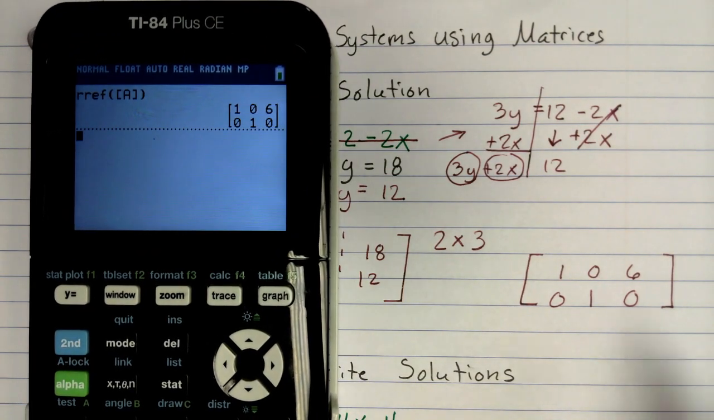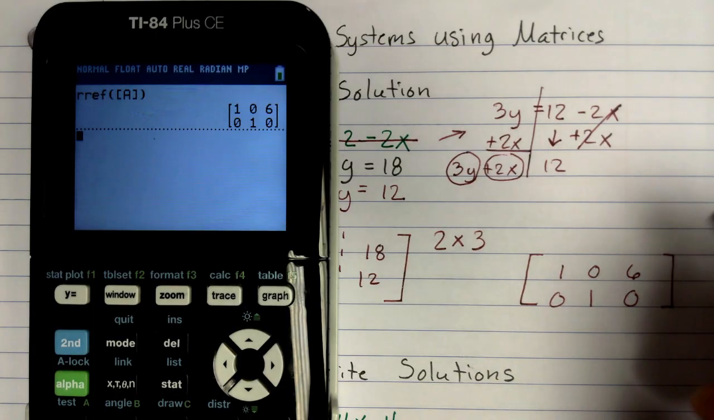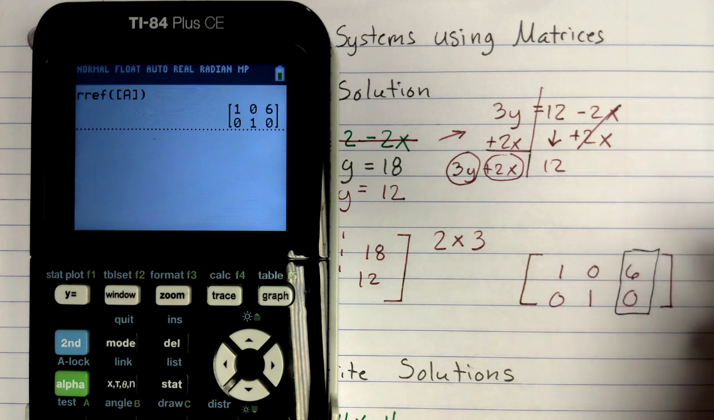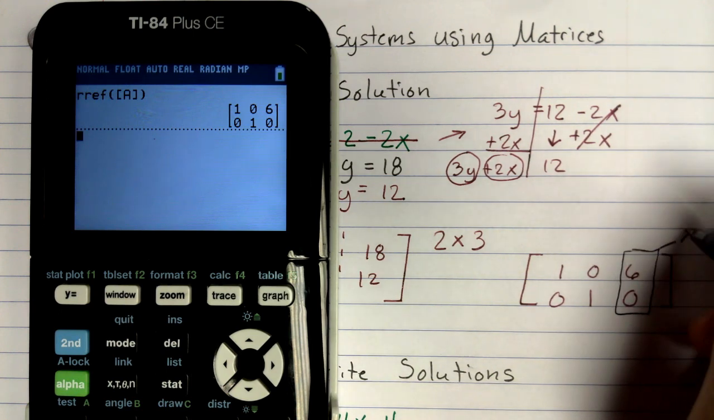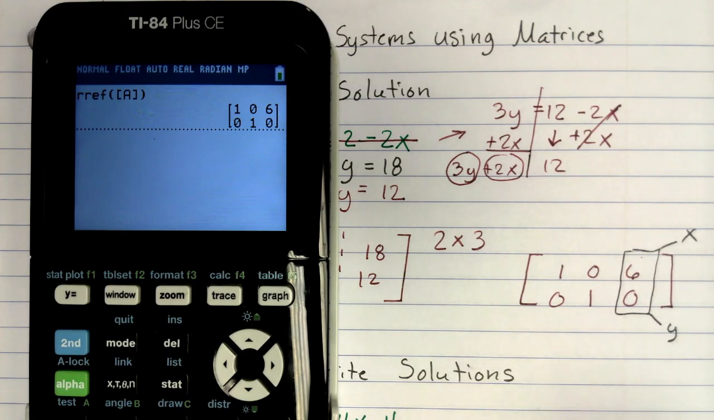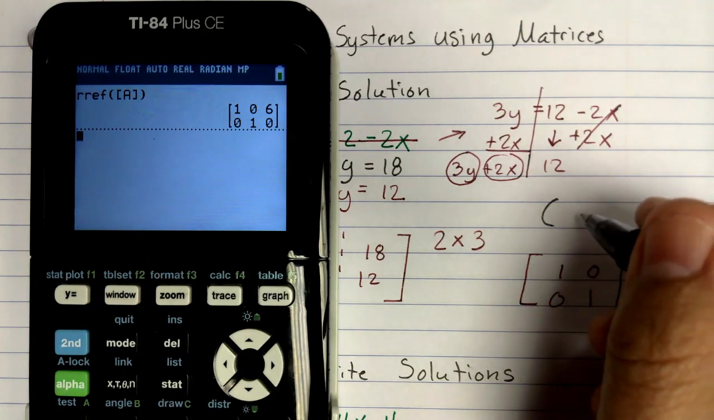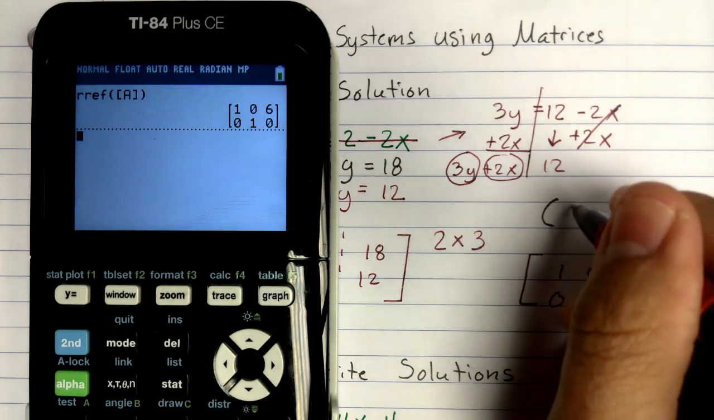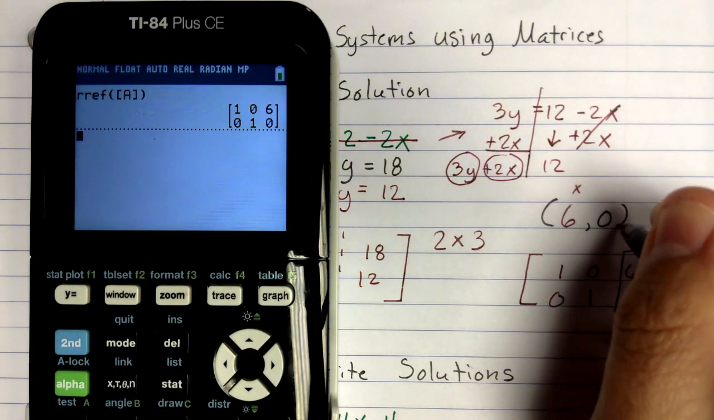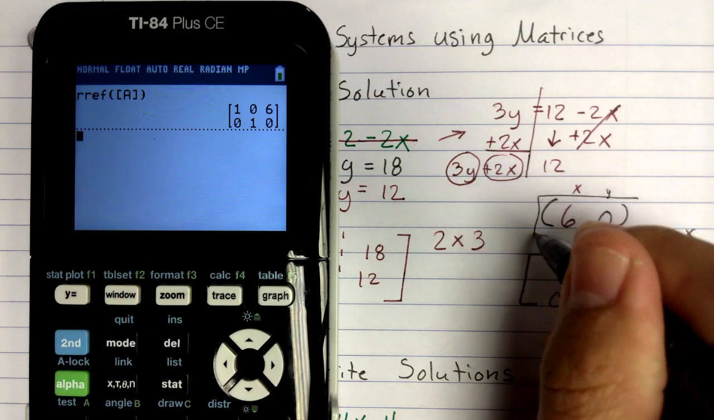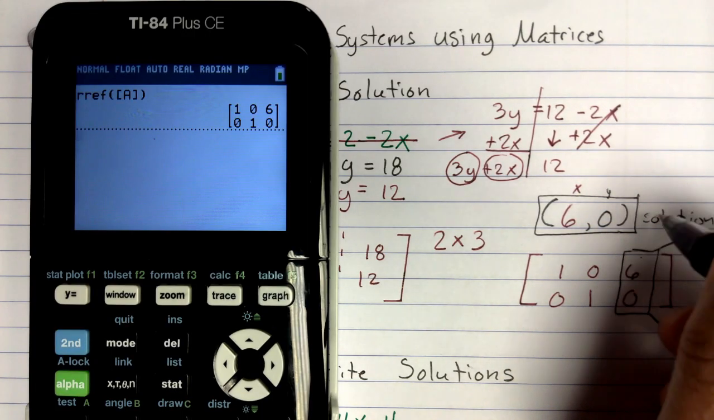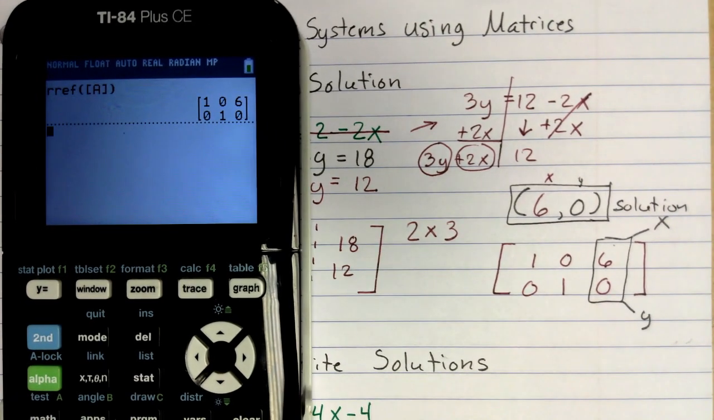Alright, so now that we got this answer written down, notice it's right over here. My answers for this are these last two values here. In other words, 6 is my x value, and 0 is my y value. So my solution to this system is going to be 6 for x and 0 for y. And we're done with this problem.